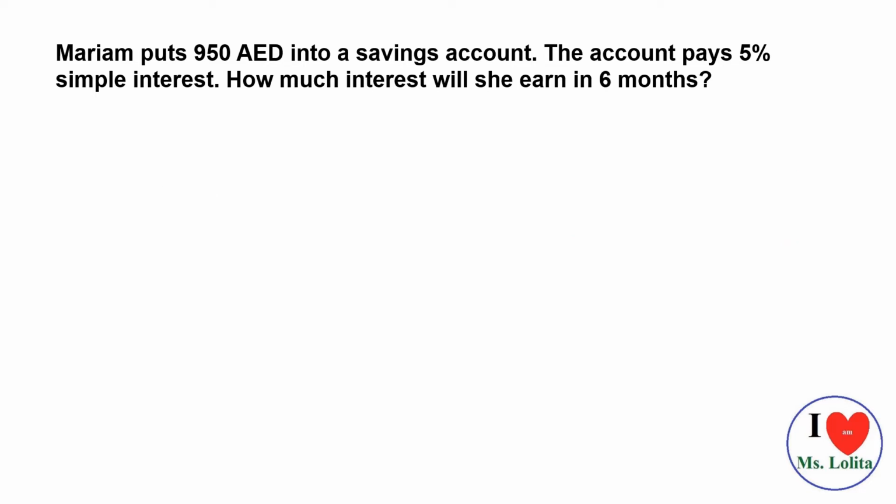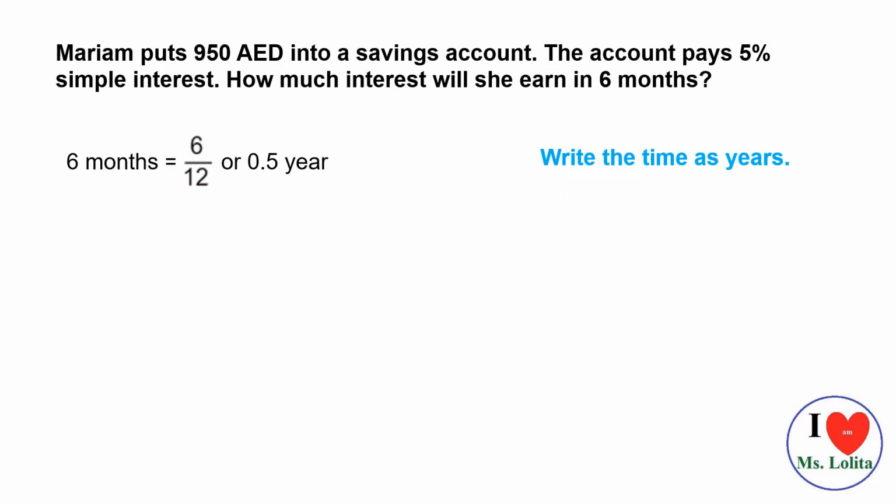What if we have the same problem but the given is in months? How much interest will she earn in 6 months? We are going to write the time as years. Since we have 12 months in a year, we're going to divide 6 by 12. So, it will give us 0.5 year.